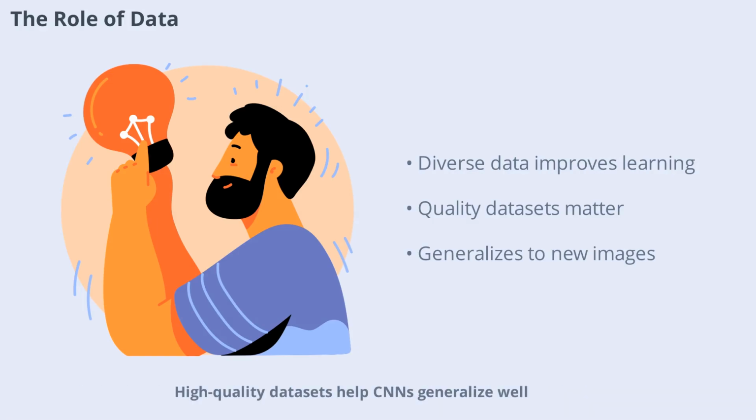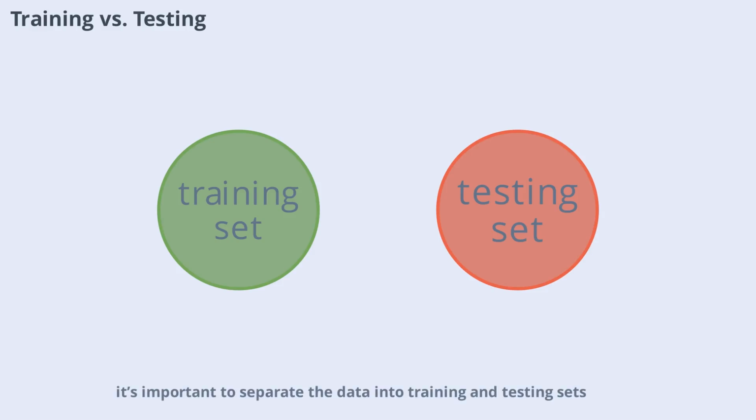High-quality datasets help CNNs generalize well, meaning they can accurately identify new images they haven't seen before. This is why collecting and curating good data is so important in building effective image recognition systems. In building a CNN, it's important to separate the data into training and testing sets. The training set is used to teach the network, while the testing set evaluates how well it has learned.